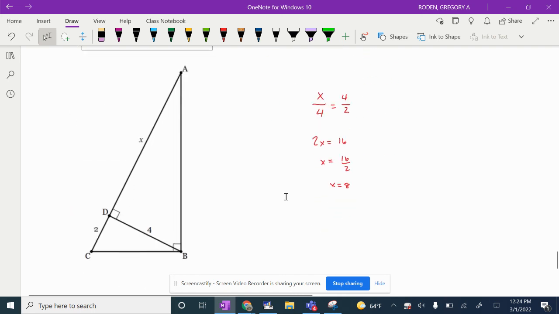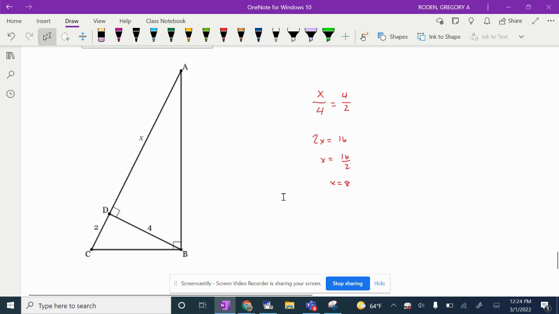Let's look at the next one. Okay, this one we want to find x. So this is the little triangle. Whenever you're using the altitude, you want to use the first theorem. So it's x over 4 equals 4 over 2. And then you just cross multiply. You get 16, 4 times 4 is 16. X times 2 is 2x. And you get x equals 8. 8 for your final answer.